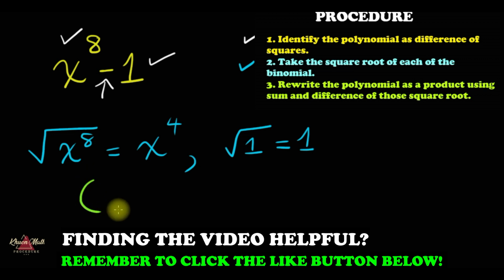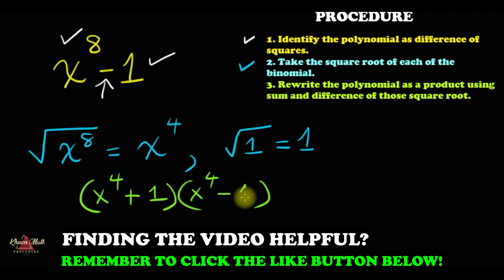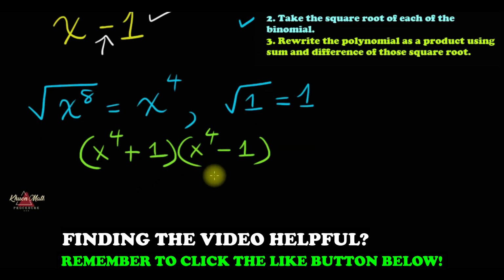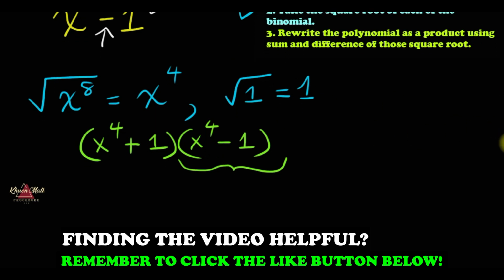So we have to rewrite it as a product, multiply. So we need a sum and we need a difference. So here is going to be x to the 4th and x to the 4th. And then here we need a positive 1 and a negative 1. If you look at these two factors, that x to the 4th minus 1 is also a difference of two squares. So because this is a difference of two squares, you have to continue to factor this because you're not done. All right, so we're going to factor this the same way we did.